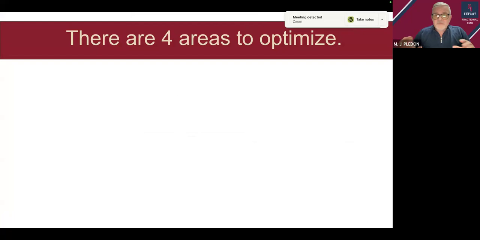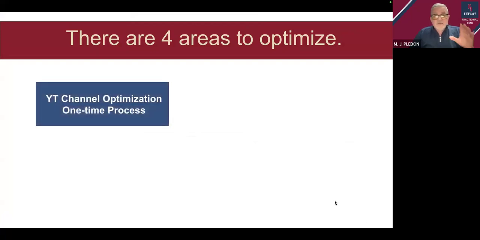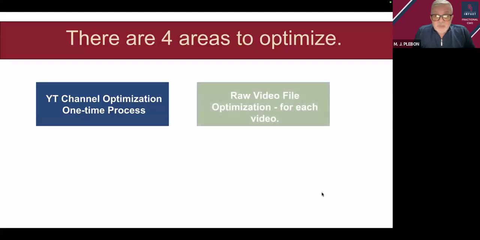All right, there are four areas to optimize. What are we going to look at here? We're going to look at some of them. What do we need to optimize? Your YouTube channel optimization, a one-time process. So we're going to look at that.